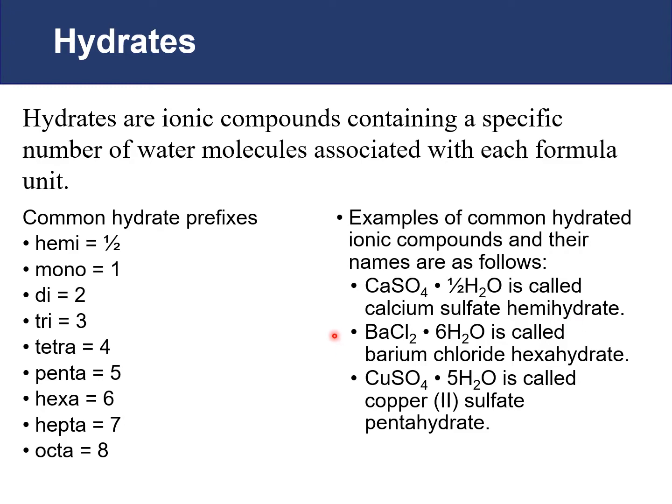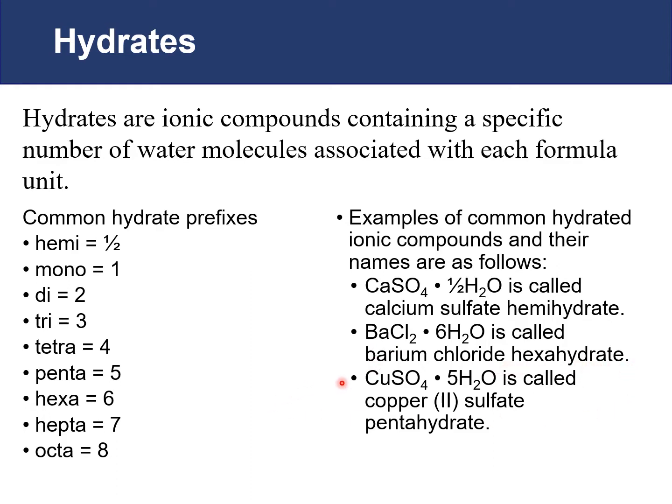We could also look at a barium chloride example. Ba is barium, Cl is chloride. There's 2 to balance out the charge on the barium, and then dot 6 H2O. So the 6 here, we would get a hexa. So this would be barium chloride hexahydrate.